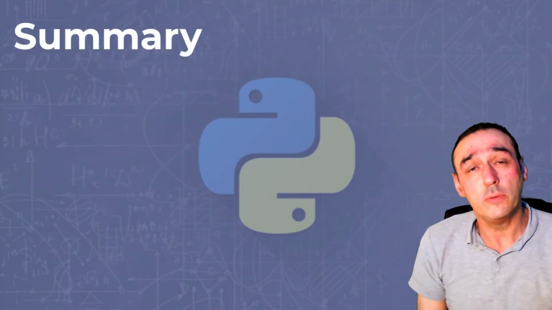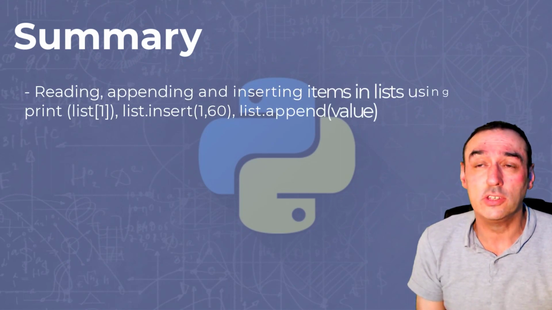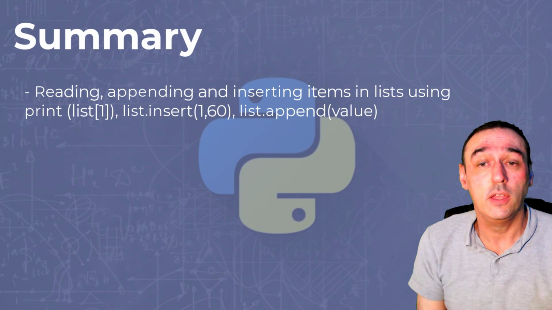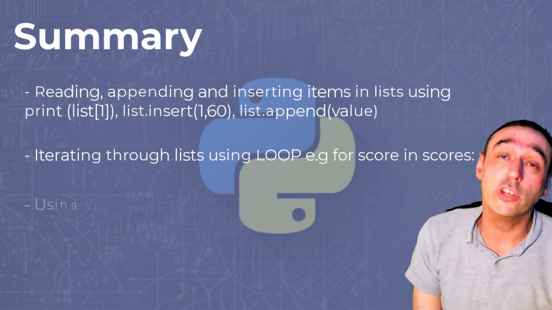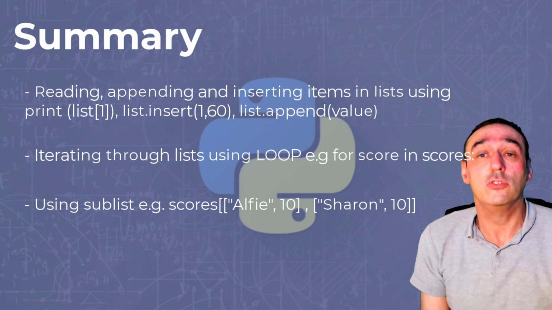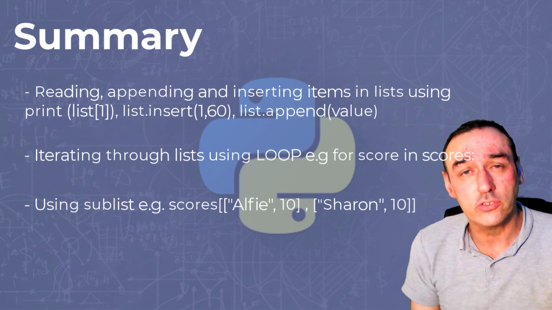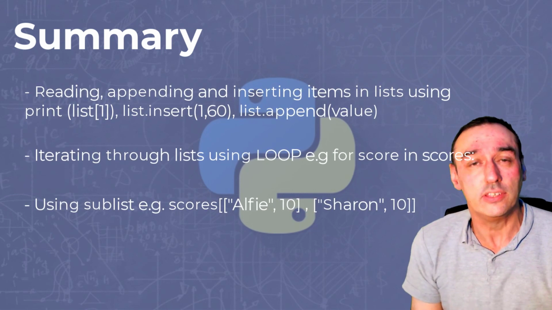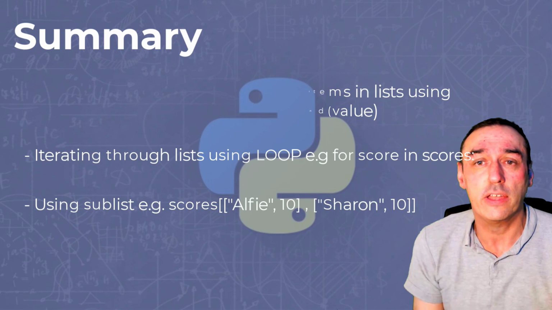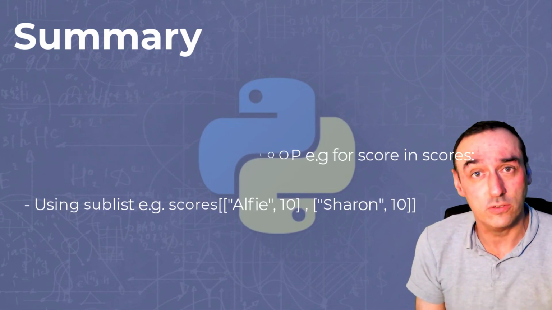So the summary of what we've done: we looked at lists, so inserting an item, appending an item, and printing items in lists. We also looked at loops, iterating through lists using the example scores in schools. And then finally we looked at sublists and how different lists can exist within other lists, and you can refer to them like a grid reference. Hopefully that's been helpful. Thank you for watching.